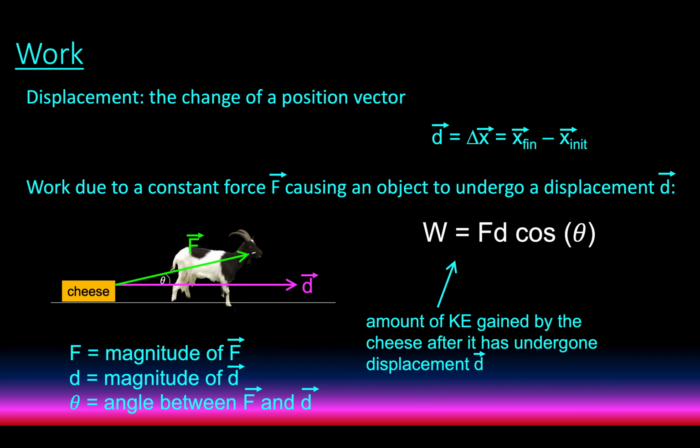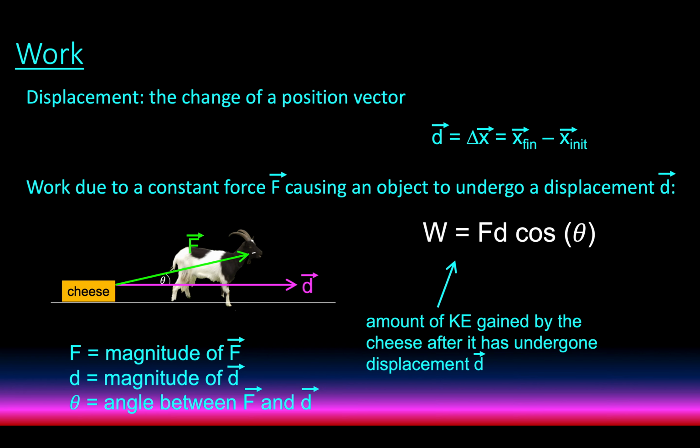When I talk about the magnitude of vectors, I don't really need to think about their direction. I just need their total amount. So F is the total strength of the force, and d is the total distance that the cheese has moved. However, I do need to account for the direction of force and the direction of displacement, in that force and displacement can have an angle between them. This angle theta is the angle between the direction of the displacement and the direction of the force.